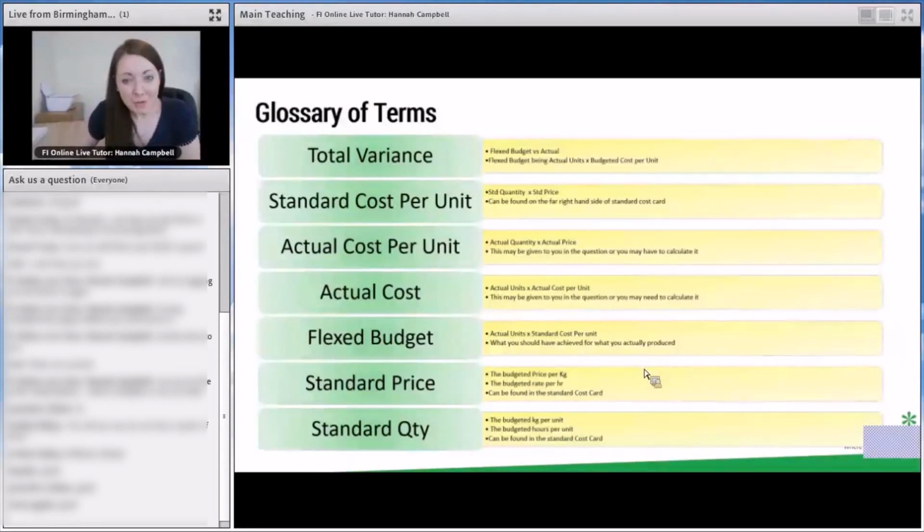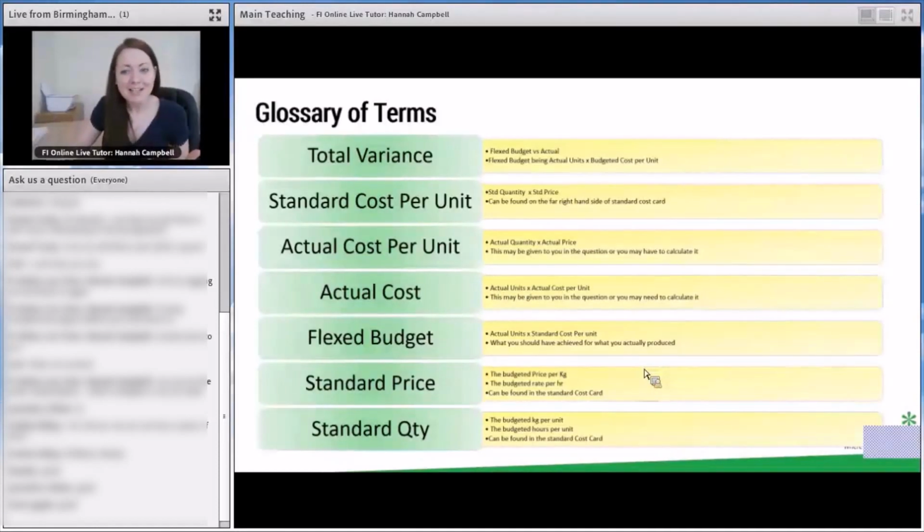So I thought what might help you as well is a glossary of terms. So I'm not going to go through every one. As I said, you will have these slides, but hopefully this will help you to think about the words that are being used in the variances, and that will then help you to locate the information within the scenario.